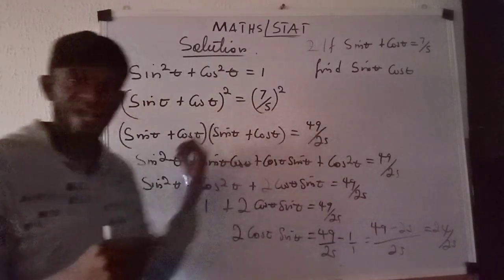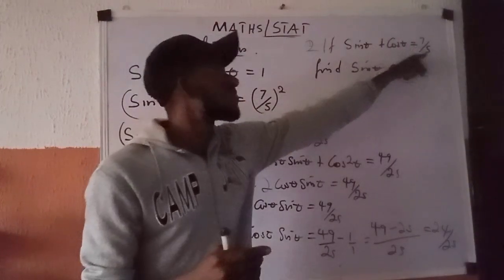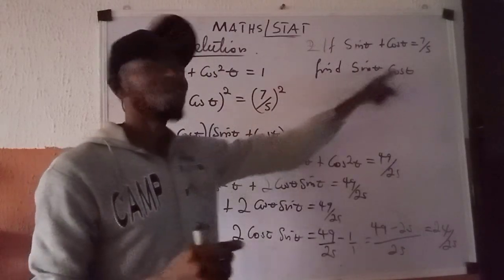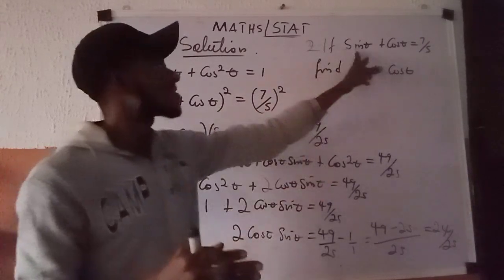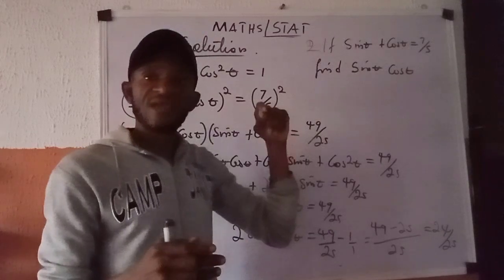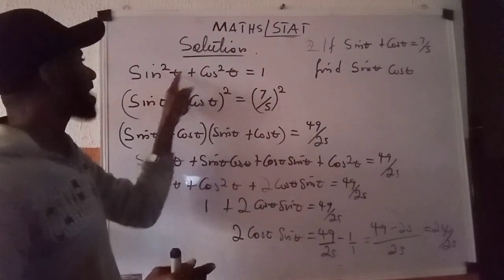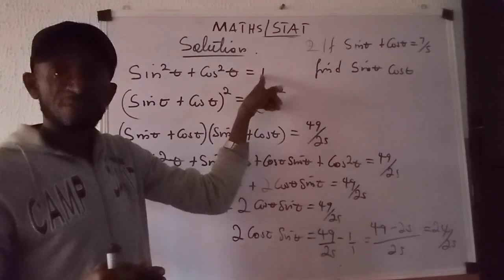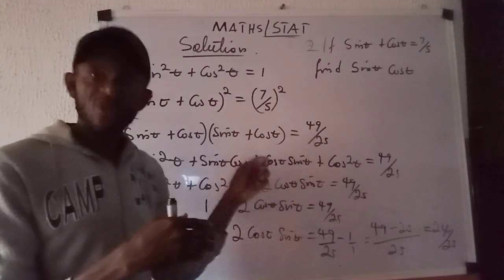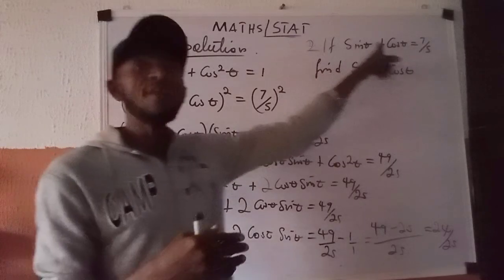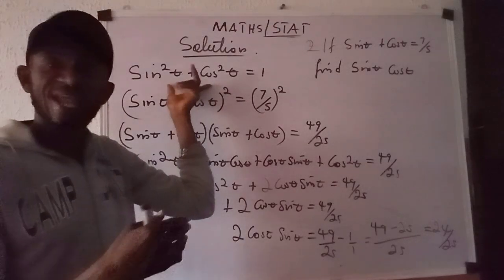But before I clean it, let us rehearse what we have done. We were told that sin theta plus cos theta is 7 over 5, and we were asked to find sin theta cos theta. The first thing we did was to think about an identity that connects sin theta and cos theta together, and we noted that it is the first Pythagorean identity, which says that sin squared theta plus cos squared theta is given as 1. But we looked at this identity and the question we were given and couldn't see any relationship. Because we could not see any relationship, we said we needed to modify the question to see if after the modification we would have something that looks like this identity.